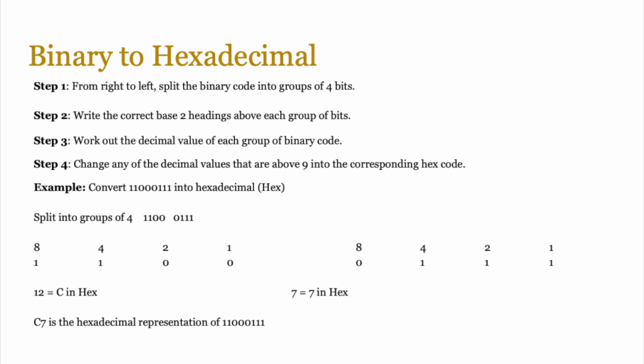So if you wanted to convert 11000111 into hexadecimal, we're first going to split it into 2 sets, and then we're going to write the place headings on top, which is 1, 2, 4, 8 for both of them. Then we're just simply going to add them together. So the first group on the left gives us 12, and since 12 is C in hex, we write C. The second group gives us 7, so we simply write 7. So the total hexadecimal representation is C7.